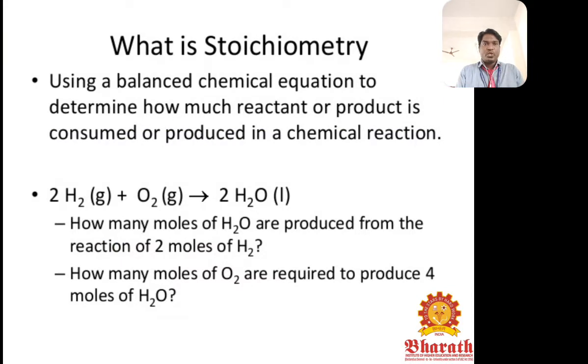What is stoichiometry? Using a balanced chemical equation to determine how much reactant or product is consumed or produced in chemical reactions. For example, 2H2 gas plus O2 gas gives 2H2O liquid. Here, how many moles of H2O are produced from the reaction of 2 moles of hydrogen? And how many moles of oxygen are required to produce 4 moles of H2O?